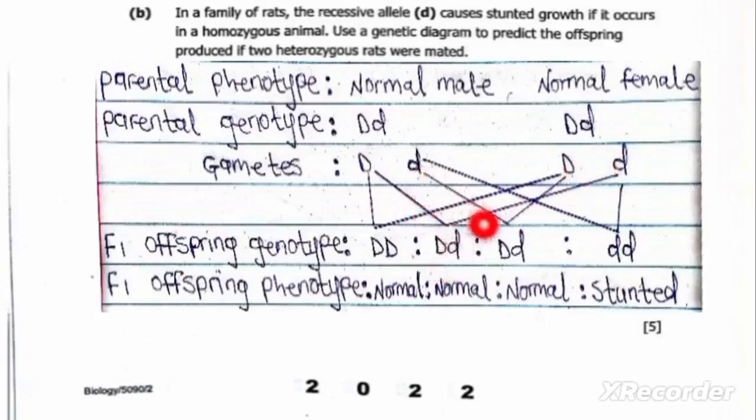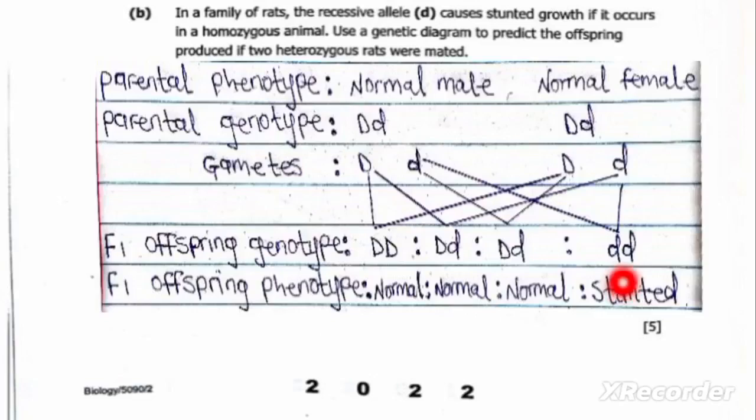We cross this one and this one. We have also produced this offspring, and this one is a carrier. We cross this one and this one. We have seen that we have produced an offspring with the stunted growth. So 3 of the offspring produced are normal, then 1 is stunted. So we can easily say 75% of the offspring produced are normal, then 25% are not normal.